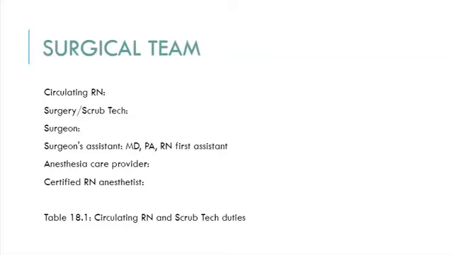The surgeon's assistant can be another surgeon, a physician's assistant, or an RN first assistant. The anesthesia care provider can be an anesthesiologist or a certified RN anesthetist. So that would be a CRNA. And of course, all of these people need to know how to effectively communicate with each other because they are working very closely to care for the patient and maintain sterility.